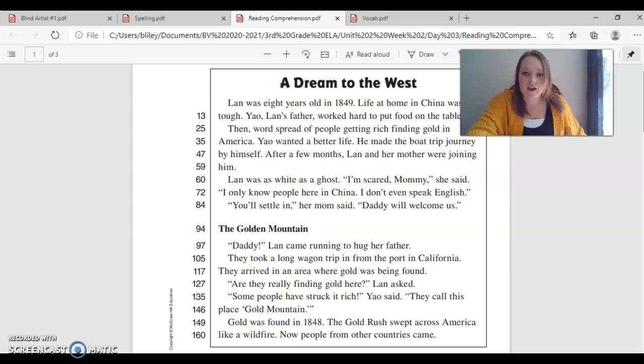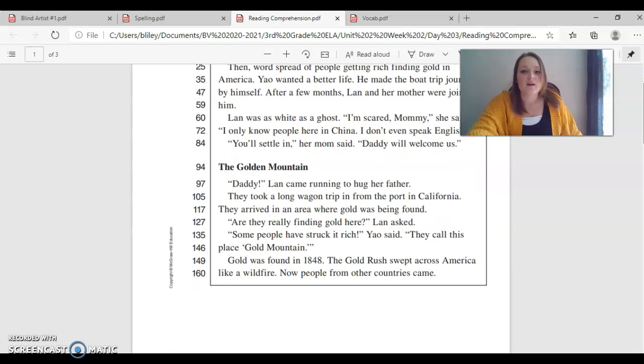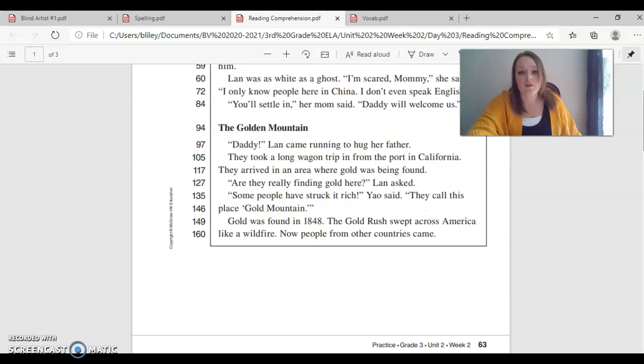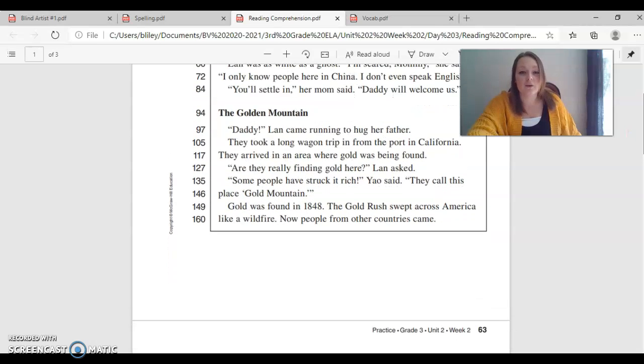After a few months, Lan and her mother were joining him. Lan was as white as a ghost. "I'm scared, Mommy," she said. "I only know people here in China. I don't even speak English." "You'll settle in," her mom said. "Daddy will welcome us." The Golden Mountain.